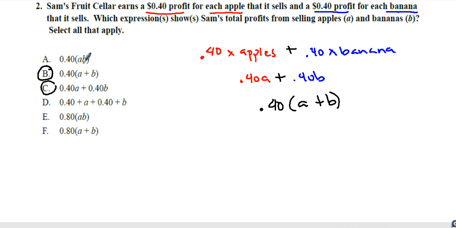A is not right because you're not multiplying the apples by the bananas, you're adding them. D is not right because you have to multiply the 40 cents times A and not add 40 cents plus A. E is not right because you're not adding 40 cents and 40 cents. You're multiplying 40 cents by the sum. So in these cases, you should not be dealing with 0.80. And that's it. So B and C are the only correct answers.